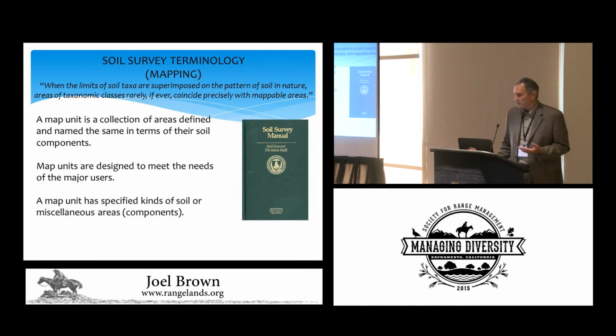In soil survey terminology, a map unit is a collection of areas defined and named in terms of their soil components. Map units are designed to meet the needs of major users, and a map unit has specified kinds of soil or miscellaneous components. So we are talking about components. Map units are composed of components, and they are designed. We don't really have a quantitative definition for how to design a map unit. Once we've designed it, we can assign quantitative properties to it and interpret those properties, but we don't have hard and fast rules about what a map unit is. We have to take into account user needs and projections about the intensity of land use in a particular area. Those are definitions from the world's most boring document.